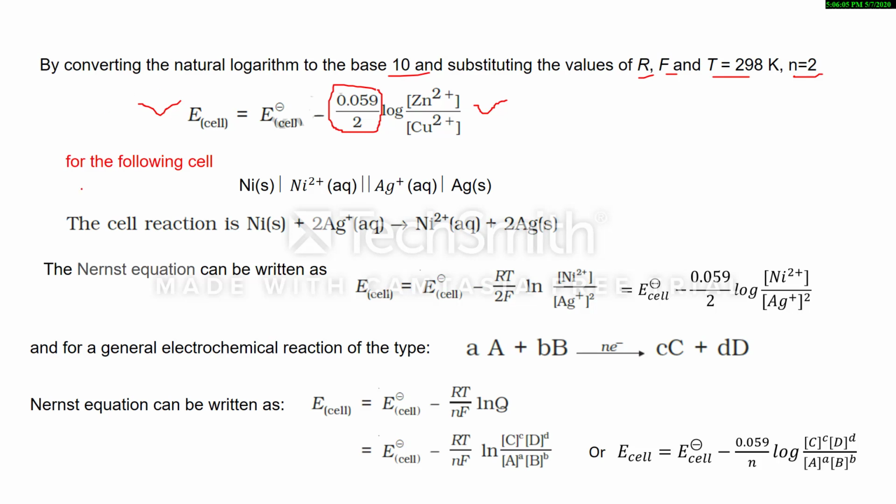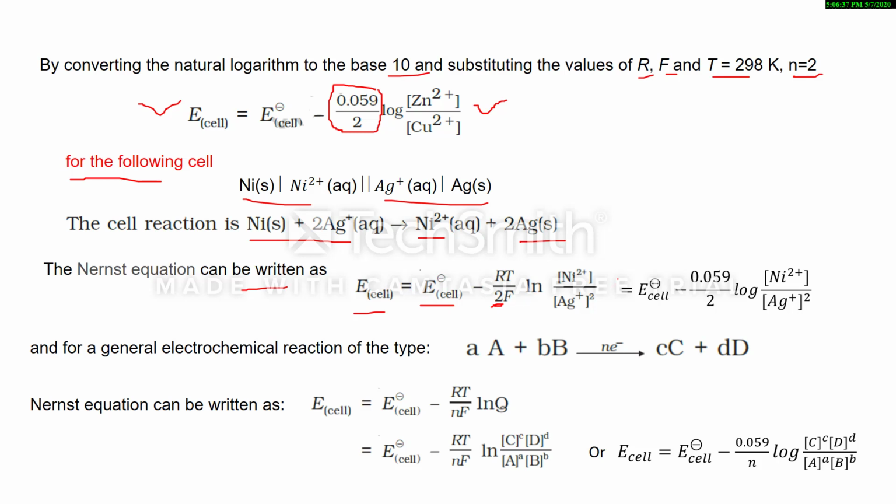Okay, now we take one more example. If nickel and silver electrodes are present in a galvanic cell, then the net cell reaction is this. Ni is converting into Ni2 plus and Ag plus converts into solid Ag. Now we can write the Nernst equation for this. Again, E cell is E standard cell minus RT by 2F. Again 2. Why is this 2? The number of electrons gained and lost by the species is 2.